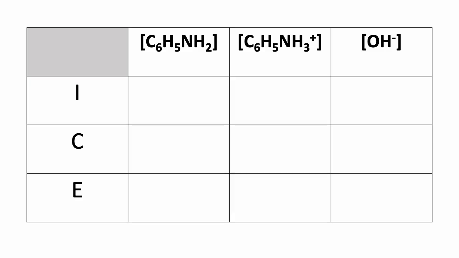These tables are called ICE tables because we use the abbreviations ICE, where I stands for initial, this is where we put all initial concentrations, C, which stands for change, this shows how much each concentration will change by in order to reach equilibrium, and E, which stands for equilibrium. This row will have all final concentrations for each species.